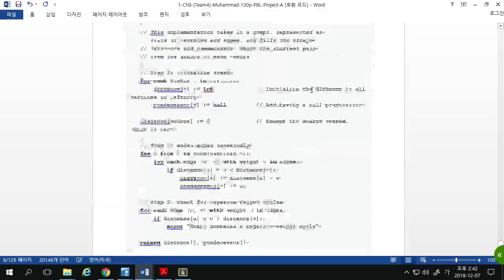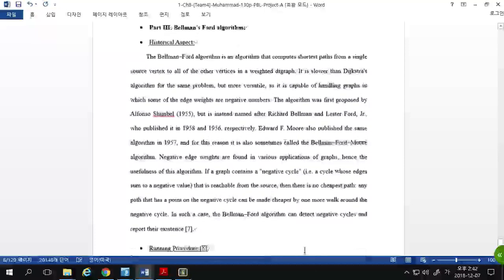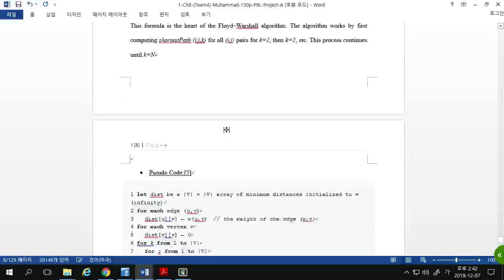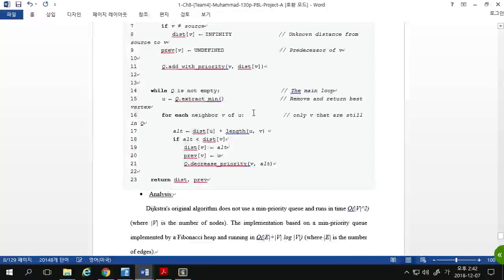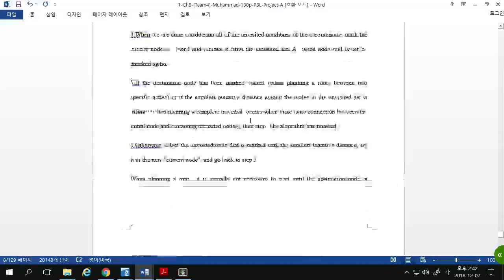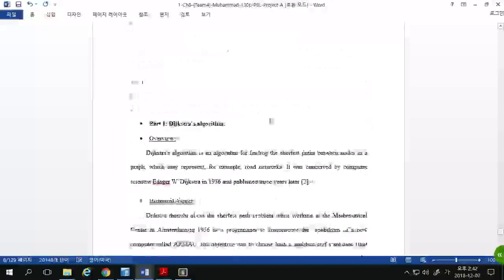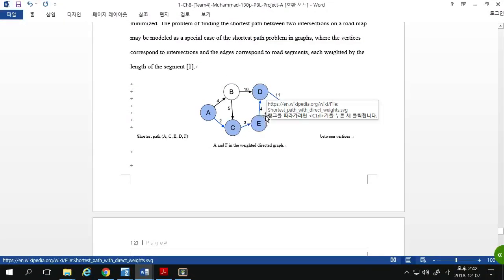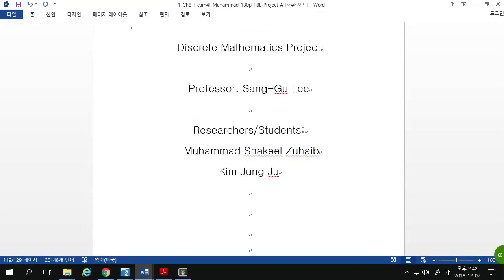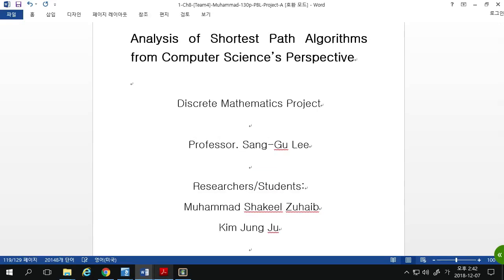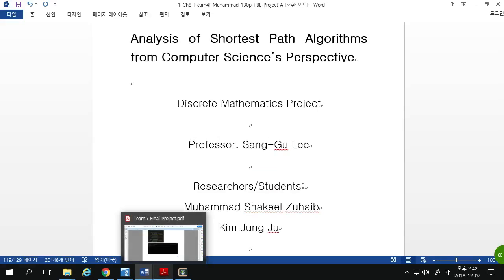So the project, or the in-depth problem that we discussed, is the shortest path problem. And the reason that we discussed that problem is the fact that we have already given you some discussion portals, and we saw that the most frequent answers were on this problem. So the title of our project or in-depth problem is Analysis of Shortest Path Algorithm from Computer Science's Perspective.